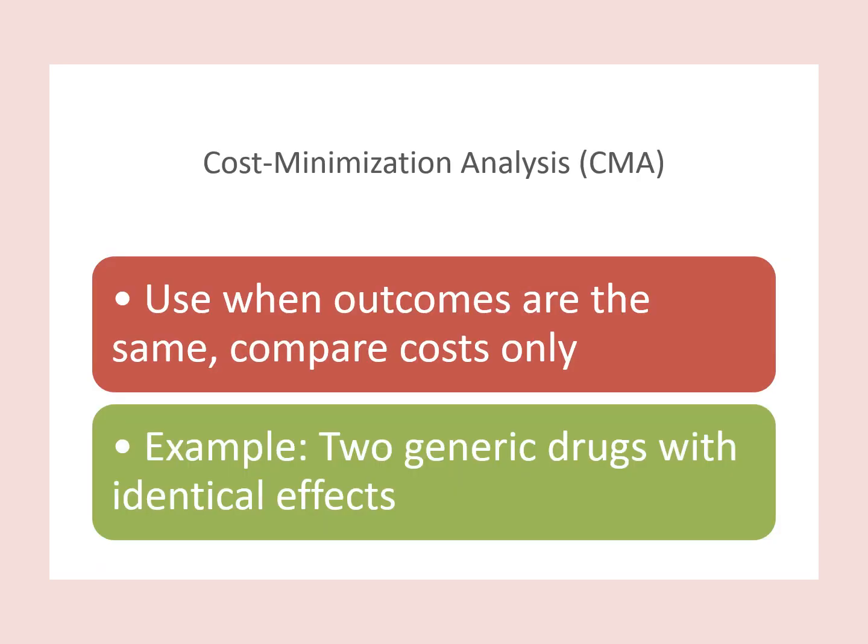Cost minimization analysis is used when outcomes are the same, so you compare costs only. This is very simple, but in real life not so simple because not all outcomes are the same. Example, if you have two generic drugs with identical effect, it's a no-brainer to choose the cheaper one.